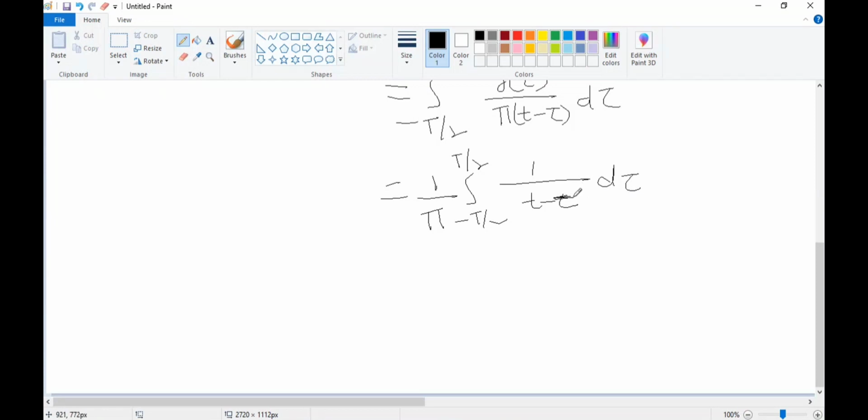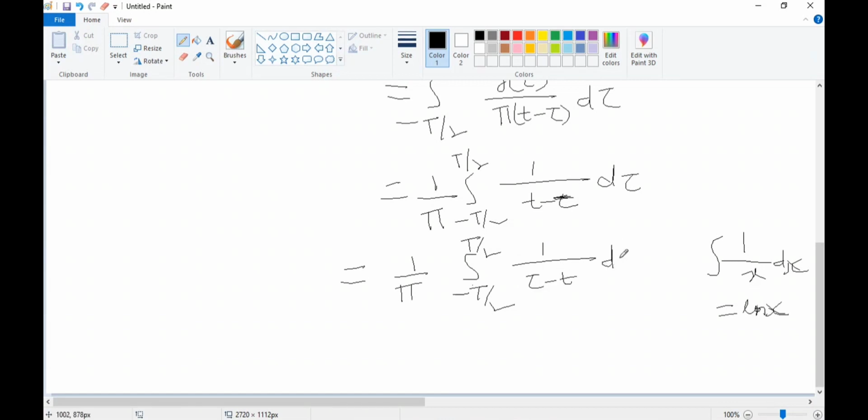Integral of 1 by x dx can be represented as ln of x. I'll use the same thing here. So 1 by pi, but since I'm integrating with respect to tau, let me take a minus common. So minus, from minus t by 2 to t by 2, 1 by tau minus t d tau. Since I have written it as tau minus t, I have to take a negative sign common, so let me write that negative sign outside.